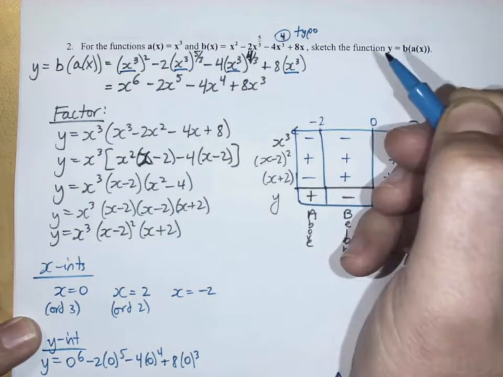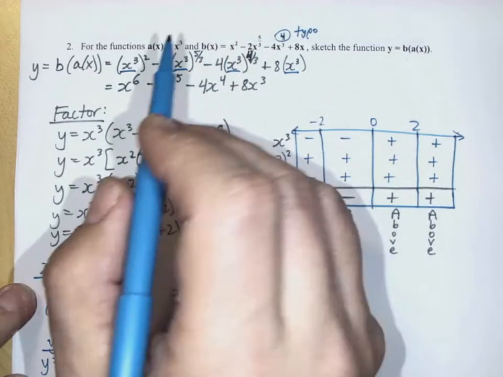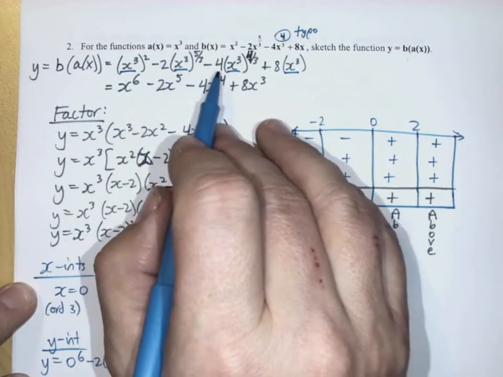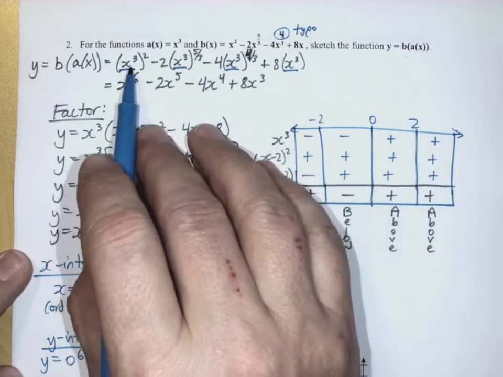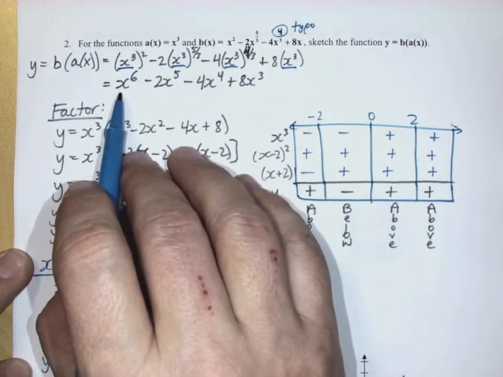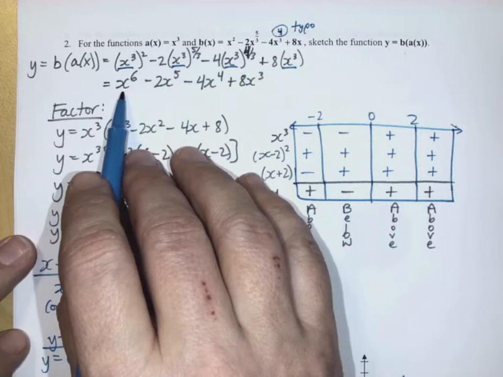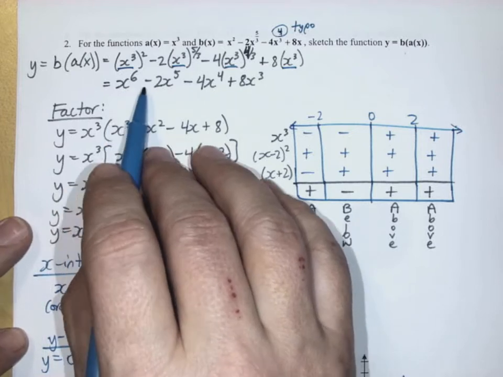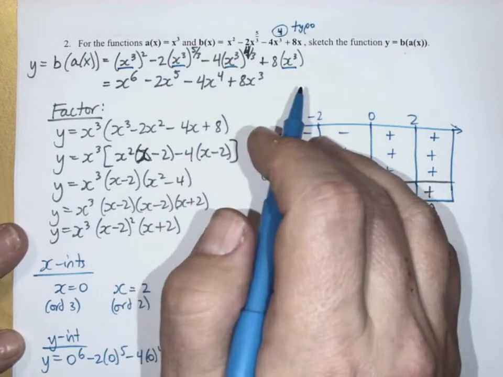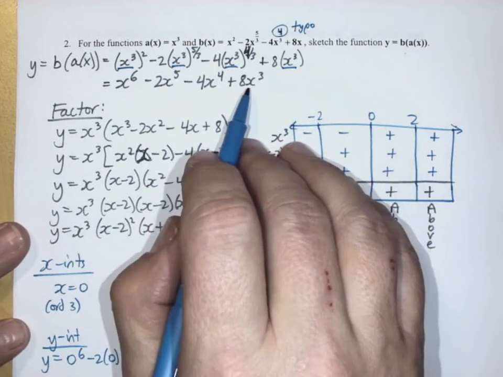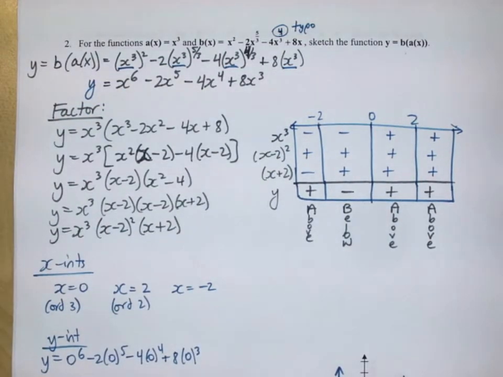So here is what I've done. I've replaced all of my x's in the function b with x cubed, x cubed, x cubed, and then simplified that. And if you want to pause to simplify yourself and see where this answer came from, that's fine. So this is the simplified version of b at a of x. X to the 6 minus 2x to the 5 minus 4x to the 4 plus 8x cubed. So this is the function then that we have to graph. Y is equal to this.